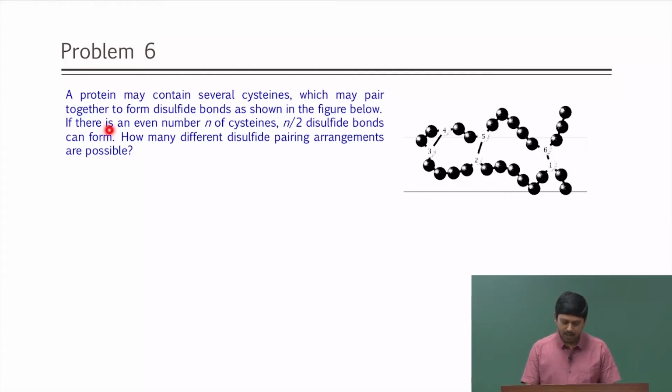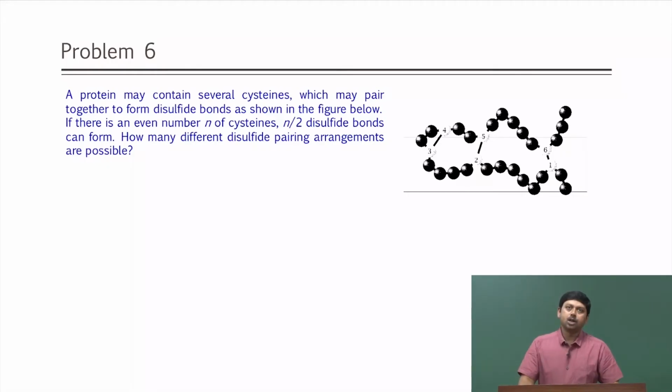If there is an even number n of cysteine, n by 2 disulfide bonds can form. How many different disulfide pairing arrangements are possible? So, the cysteine has S as a terminal group, and that S can form a bond with another sulfur group, and therefore, cysteines can form disulfide bonds, and these bonds make a particular conformation of the protein more stable.